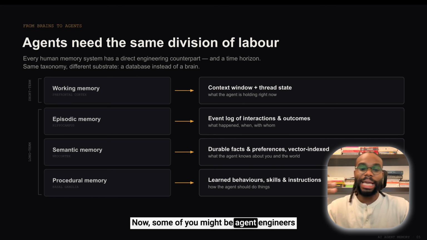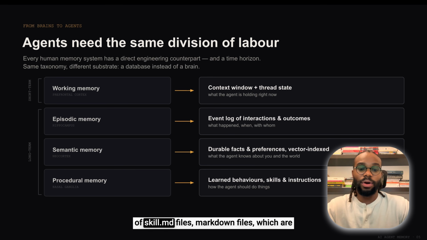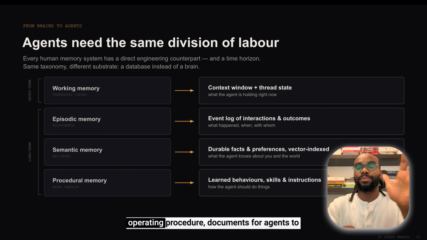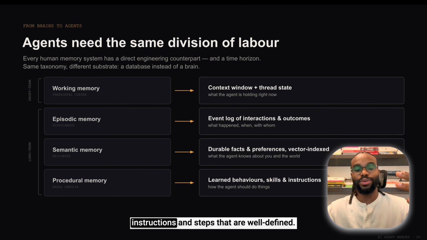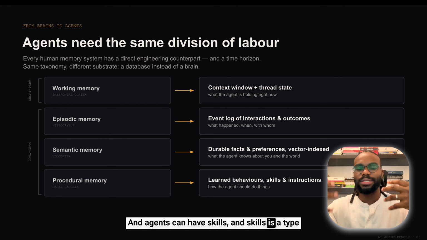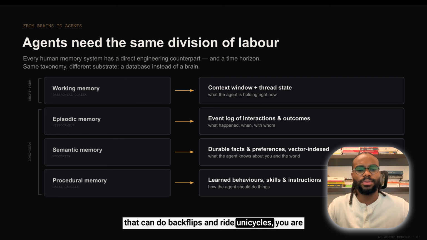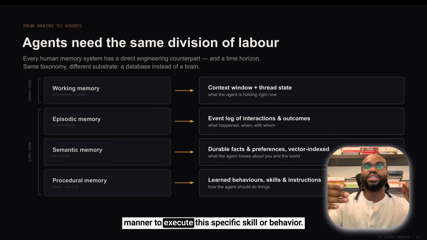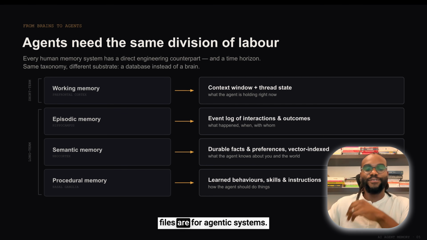Then you have procedural memory. Now, some of you might be agent engineers or AI engineers, or just have this knowledge of skill.md files, markdown files, which are essentially, I describe them as SOPs, standard operating procedure documents for agents to complete a certain task, following a bunch of instructions and steps that are well defined. And agents can have skills, and skills are a type of procedural memory, because just like humans that can do backflips and ride unicycles, you are basically doing things in a very defined routine manner to execute this specific skill or behavior. And that's what skill markdown files are for agentic systems.